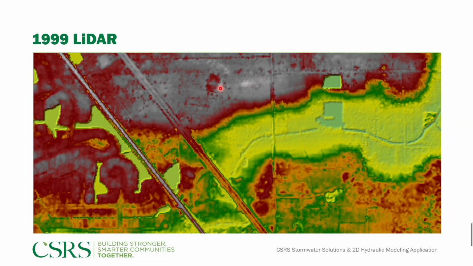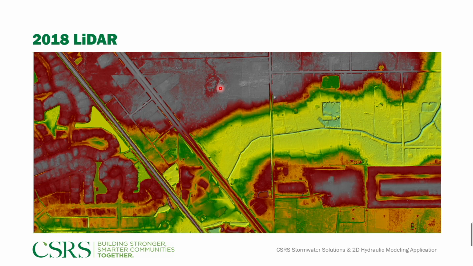So the second thing that you get, not only do you get a more recent representation of what's on the ground with more recent LiDAR, you also get higher resolution, better quality of data. So here's a zoomed in area of the 1999 LiDAR, and then here's the 2018 LiDAR. It's like you put a pair of glasses on, right?